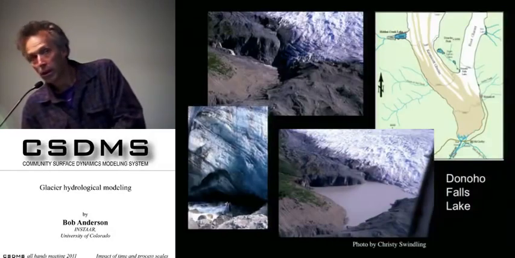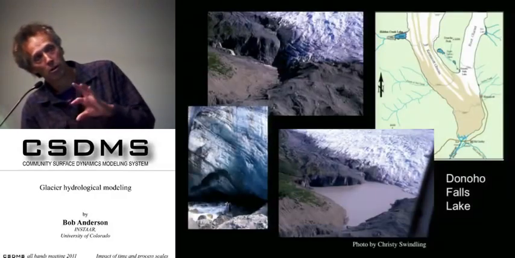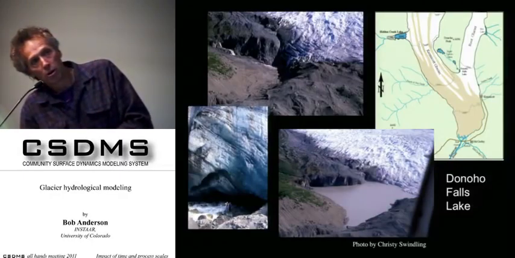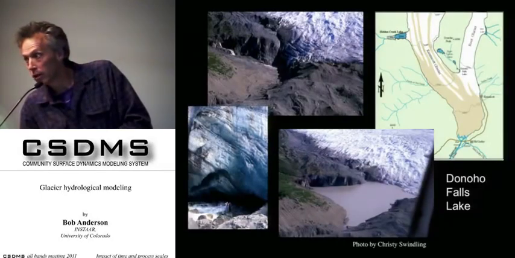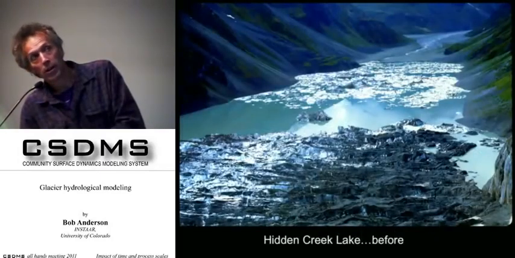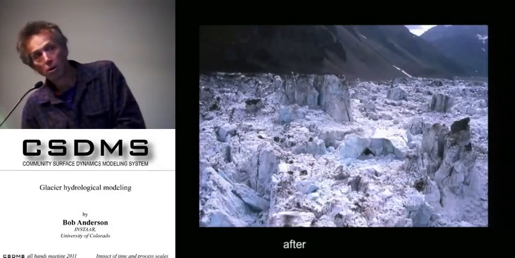That study was done in the early 80s, and their target was trying to understand the hydrology of an outburst flood, which happens on an annual basis here. This is Donahoe Falls Lake right here at the crook between the main tributaries. It's dry on this day. The next day it looks like this, right? So 45 meters of water that's clearly subglacial water fills this lake for a day, and then it drains again. This is Hidden Creek Lake before and just after the flood. 100 meters of water, 30 million cubic meters of volume is lost in a day through the flood.